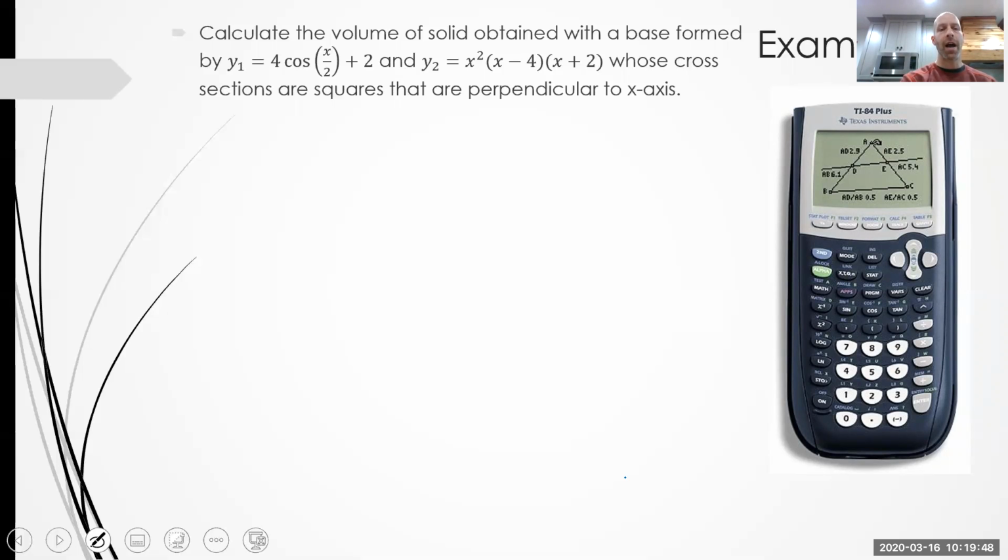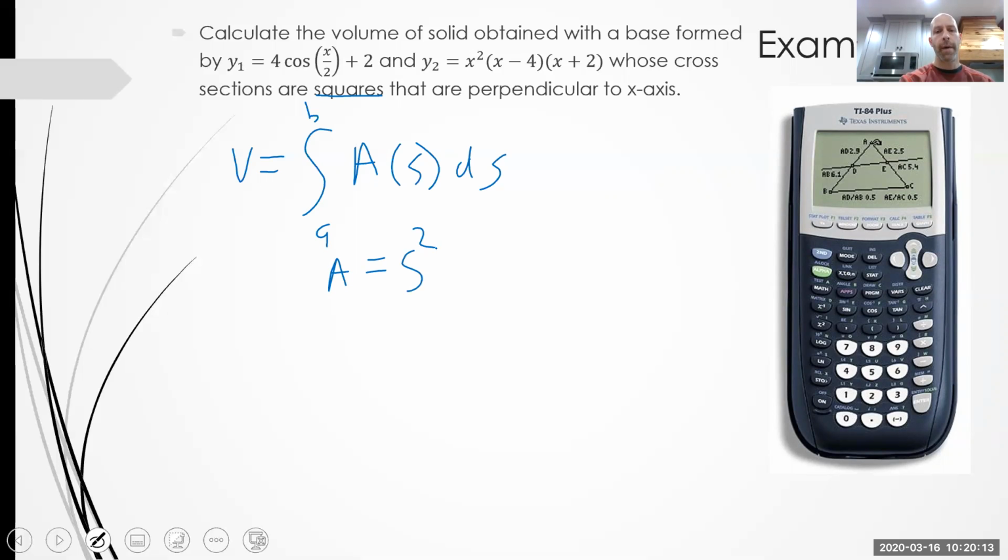You'll need to figure out, and I'm just going to tell you the formula again, which is volume equals the integral from A to B of our area function with respect to S, ds. Now in this case here, we know that our areas are going to be squares. So the area function is just the length of a side of a square squared. But remember, we need to put that in terms of x somehow.